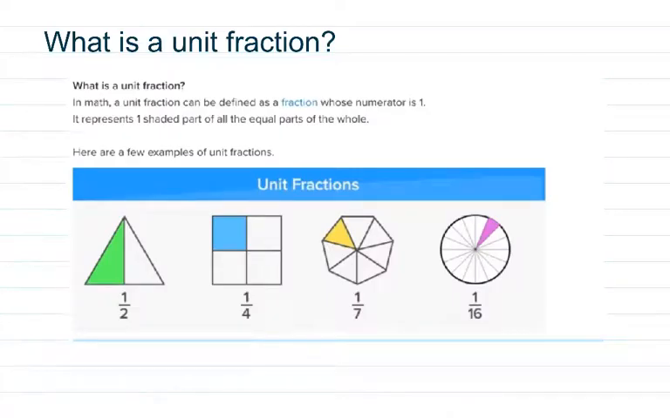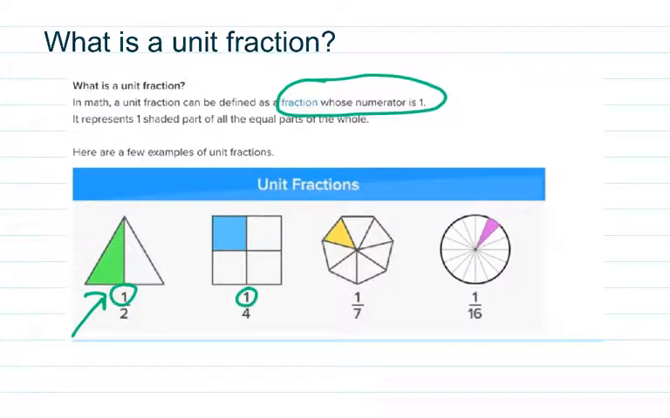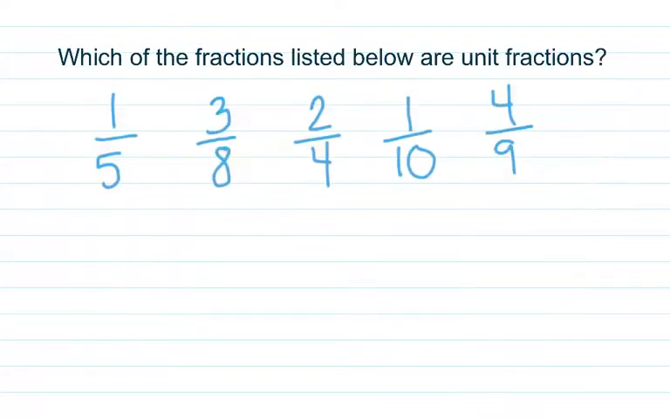So we're going to start with reminding you what is a unit fraction. And so right here it gives you the definition. It says, in math, a unit fraction is a fraction whose numerator is 1. It represents one shaded part of all the equal parts. So you can see on all of these fractions, the numerator is 1.